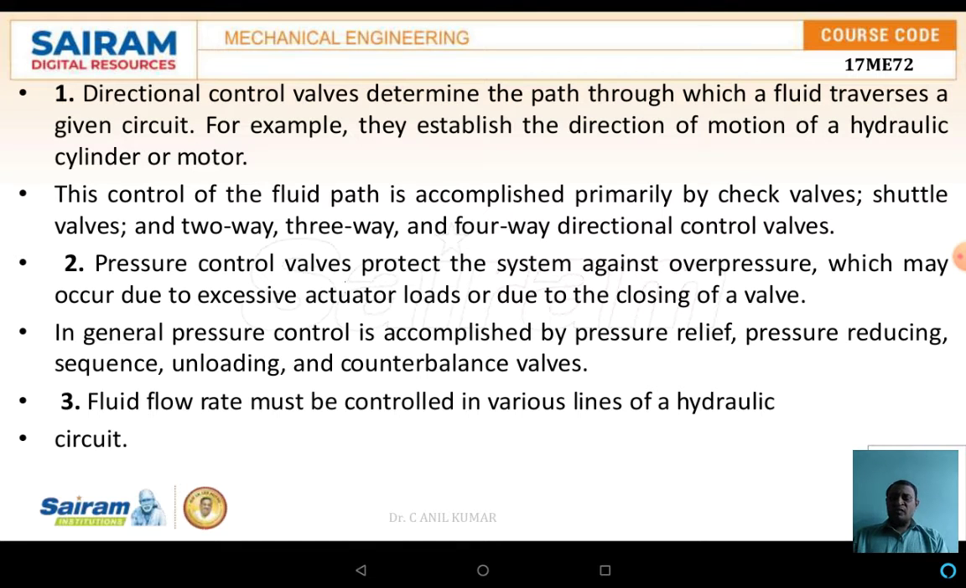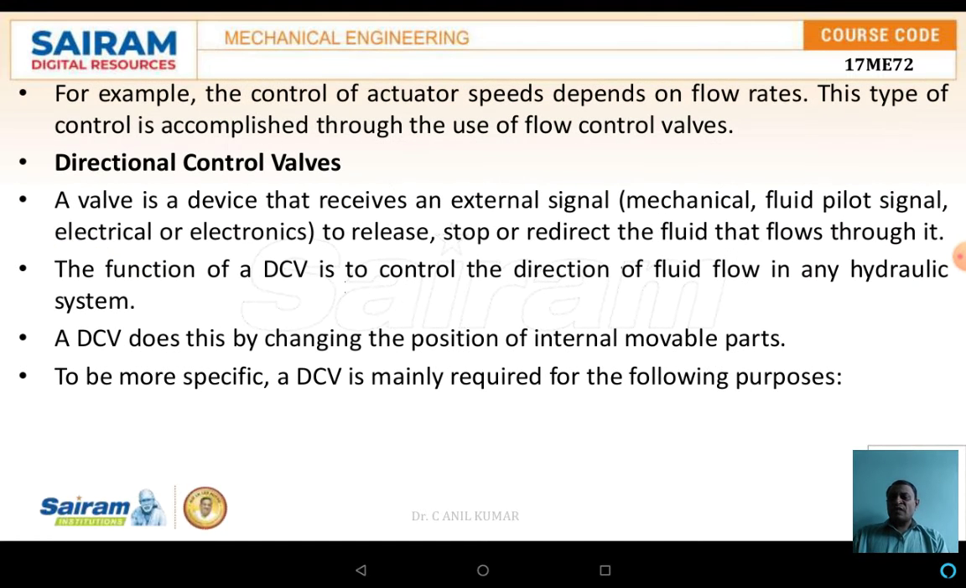Fluid flow control valve: the fluid flow control valve controls the flow rate in the various lines in the hydraulic circuits. These three, the directional control valve, pressure control valve, and flow control valve, are all essential. Without them, the entire system will fail. For example, the control valve actuator speed depends upon the flow rate. This type of control is accomplished through the use of the flow control valve.